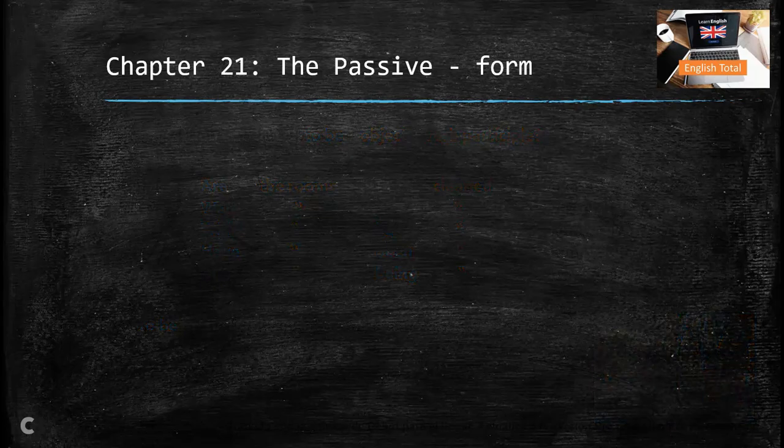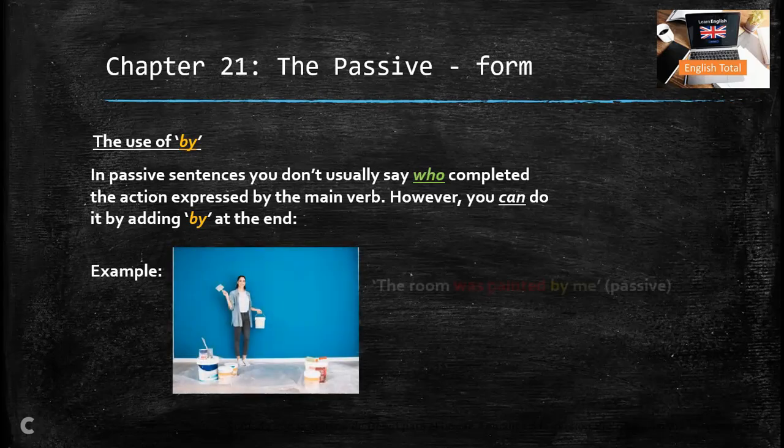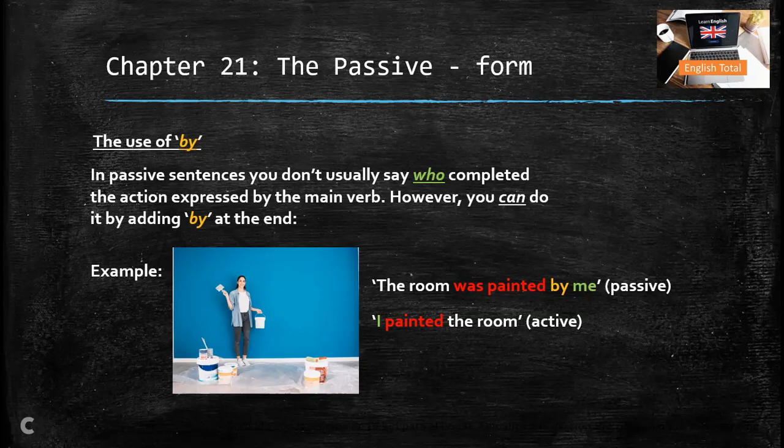Finally, let's have a look at the use of the word by in passive sentences. You don't usually say who completes the action expressed by the main verb. However, you can do it by adding by, followed by the agent, or the person or people who complete any given action, as expressed by a verb. Here's one example. The room was painted by me. I painted the room. Easy enough, don't you think?